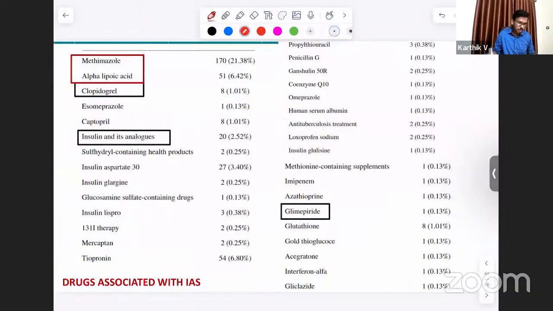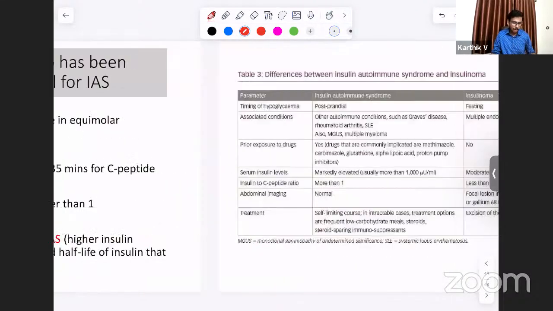Right. So which are the important drugs that can precipitate Hirata? Three important drugs you should keep in mind: methimazole, alpha lipoic acid, and clopidogrel. Methimazole, as you know, is the anti-thyroid drug. So methimazole, alpha lipoic acid, and clopidogrel are the most common drugs associated with insulin autoimmune syndrome.